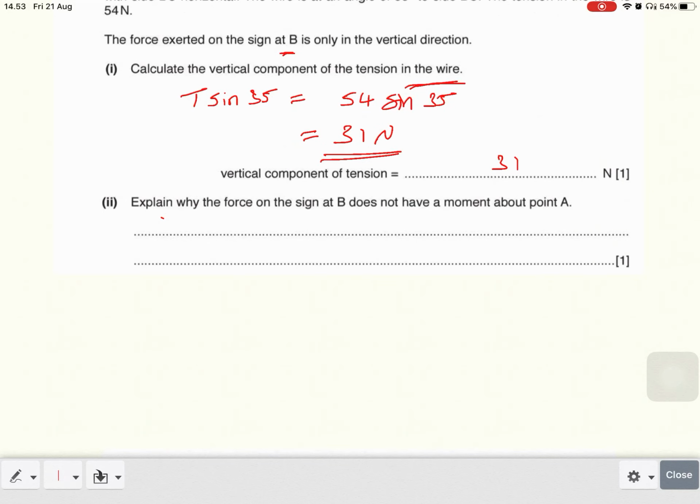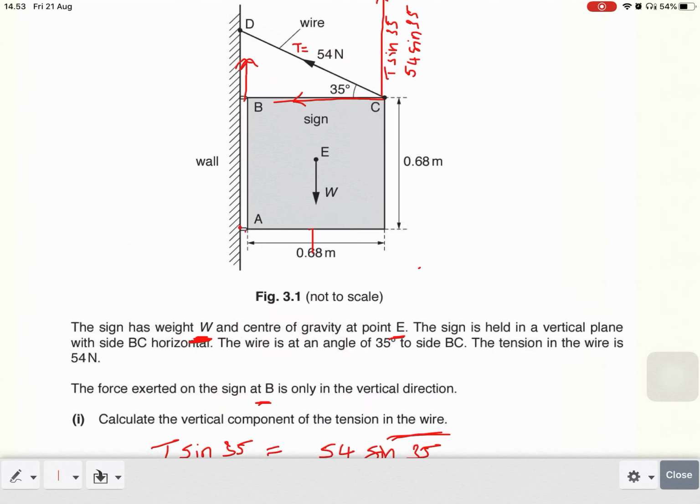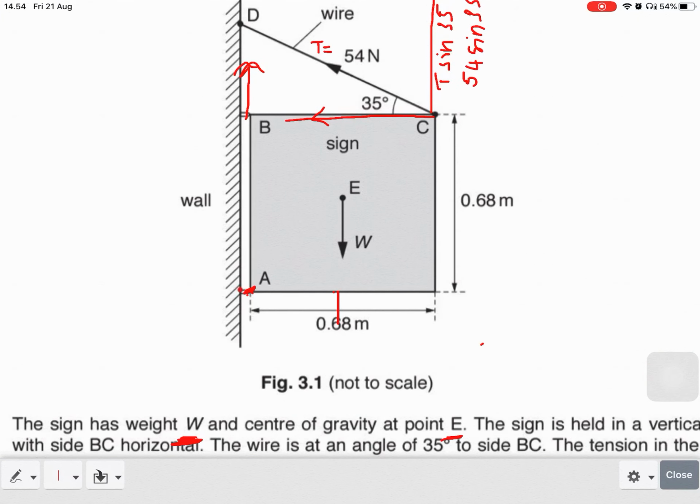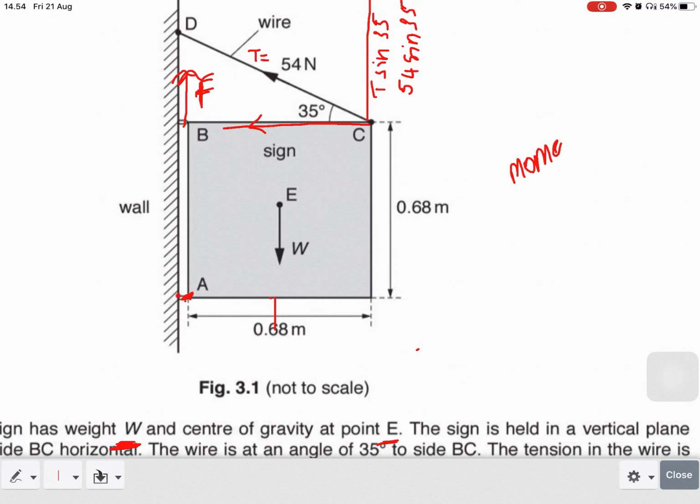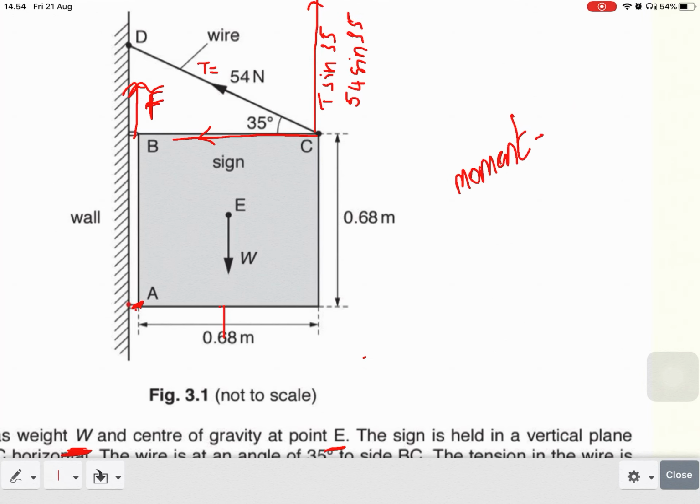Explain why the force on the sign at B does not have any moment about point A. So there is a point A, and there is a force which is directed that way. Let's name it F. So why does it not have any moment? What is the formula for moment? Moment is the force acting times the perpendicular distance from the pivot. So there is a force. Let me draw a line of action here.